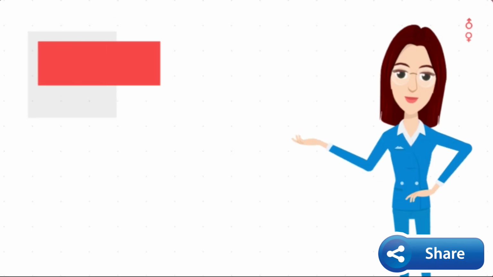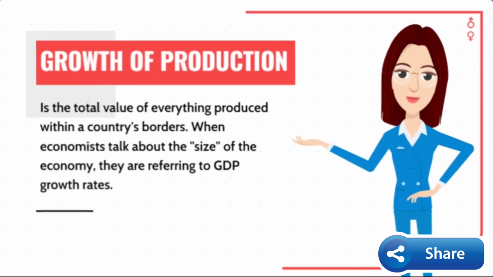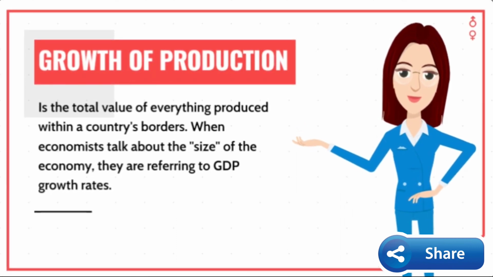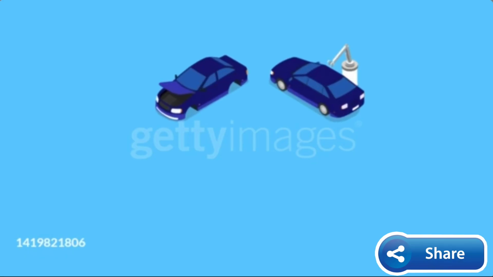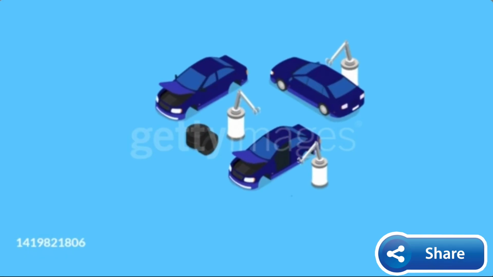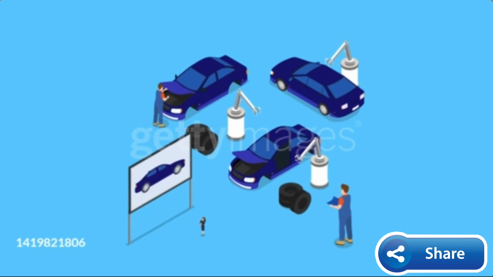Next is growth of production, or gross domestic product, or GDP. GDP is the total value of everything produced within a country's borders. When economists talk about the size of the economy, they are referring to GDP growth rates. It also uses monthly economic indicators such as employment, real personal income, industrial production, and retail sales.